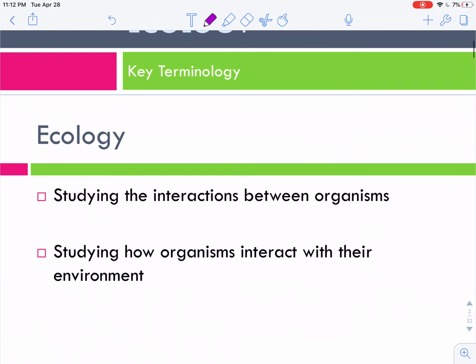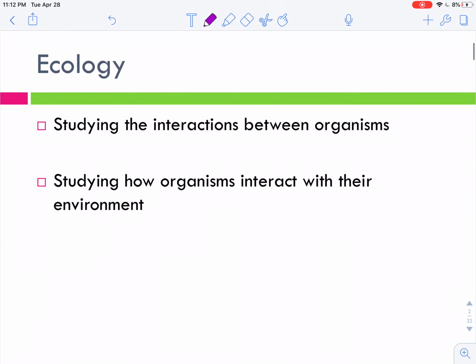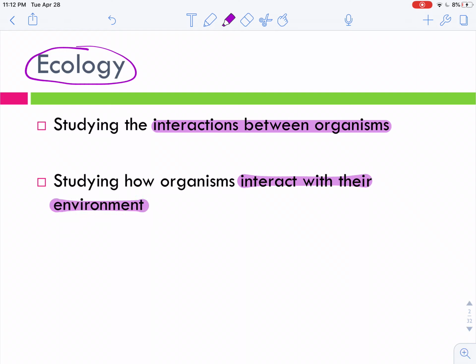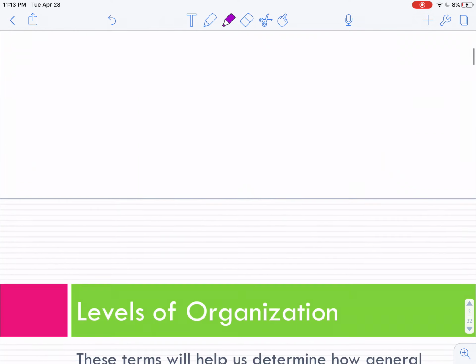So ecology, to start things off, is the topic of the entire unit that we're going to be learning about for the next week or so. Now, the study of ecology, what we are actually looking at is the interactions between organisms. That means how one living thing interacts with another living thing. But we're also looking at how they interact with their environment. So not only one living thing interacting with another living thing, but also a living thing interacting with its environment. Because there are living parts of the environment and there are non-living parts of the environment. And there is an important relationship between those things.